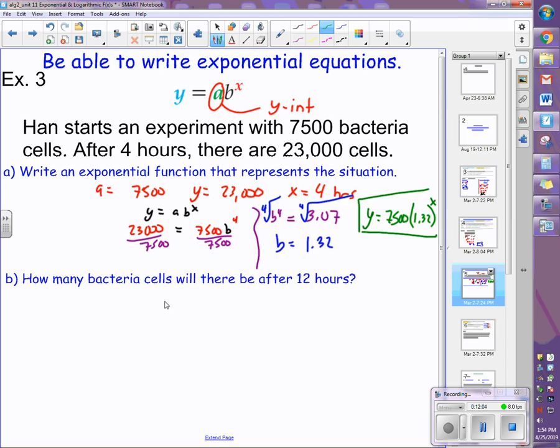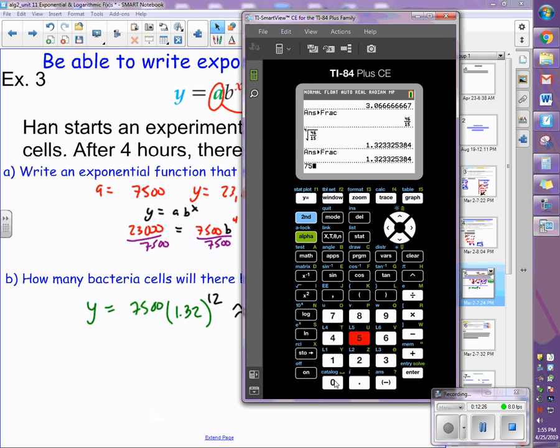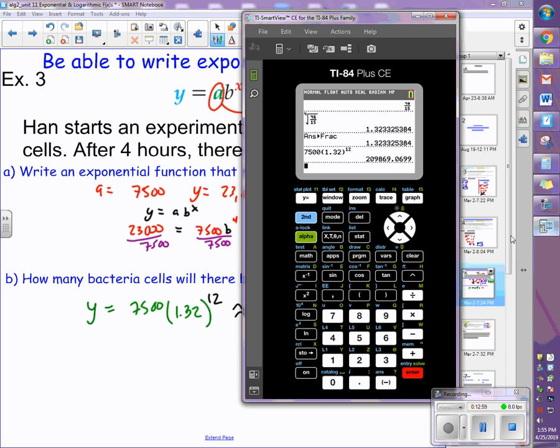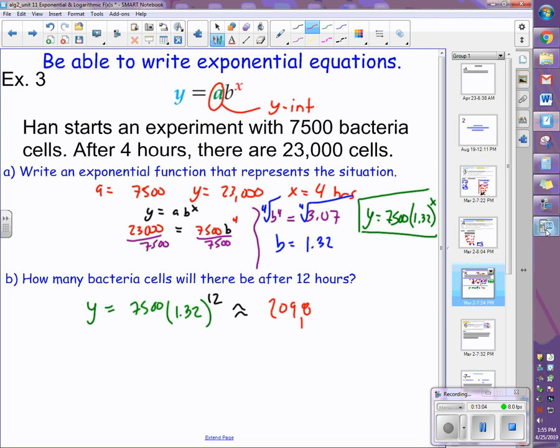For part B, it says how many bacteria cells will there be after 12 hours? So using that equation we just wrote, we're going to replace x with 12 and use our calculator to figure out the result. So 7,500 parentheses 1.32 to the power of 12. So about 209,869.07. 209,000, yeah. 869.07 cells.